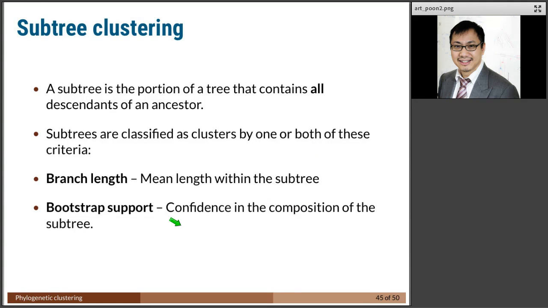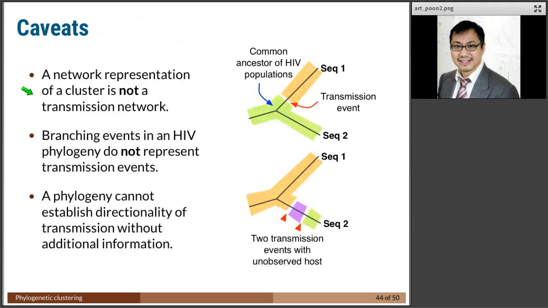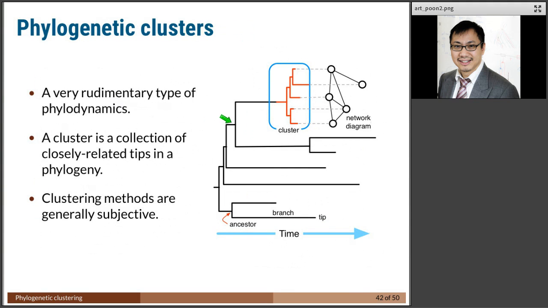There are different methods for clustering. One is subtree clustering. There are basically two classes of methods. One is where you define clusters from subtrees. And a subtree is a part of the tree that contains all of the descendants of an ancestor. Okay, let me flip back a bit. So we could take this ancestor, the subtree would be all of these branches and tips below it. Okay.